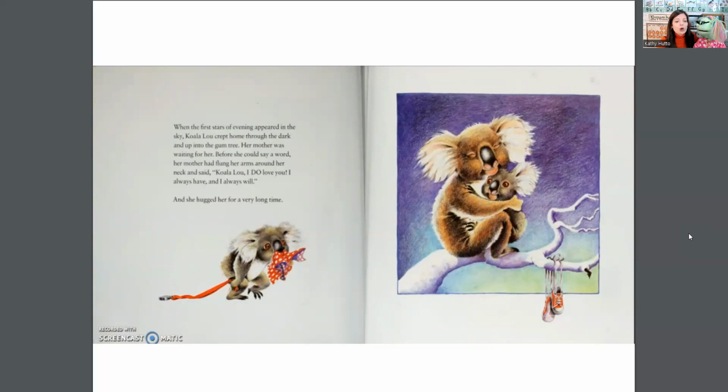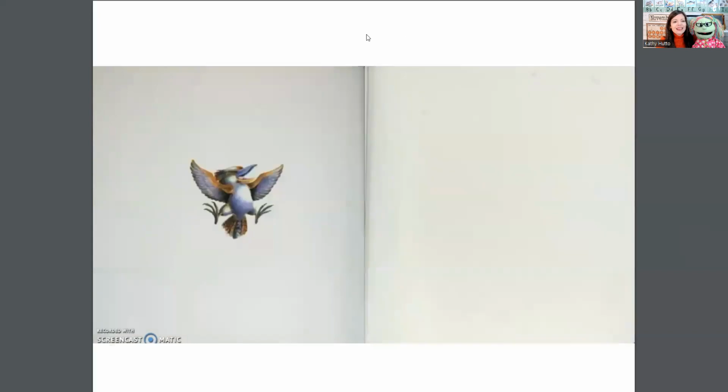Before she could say a word, her mother had flung her arms around her neck and said, "Koala Lou, I do love you. I always have, and I always will." And she hugged her for a very long time. The end.